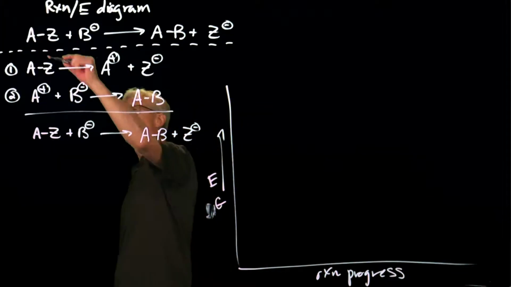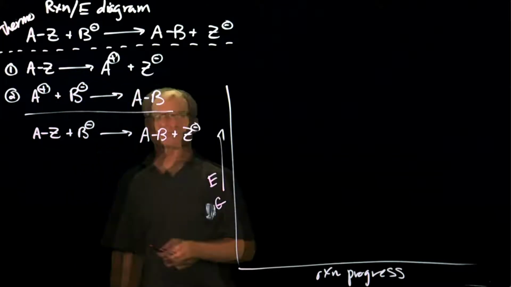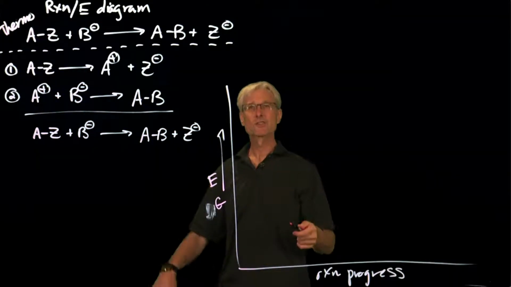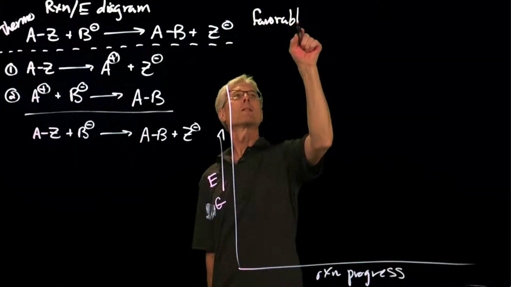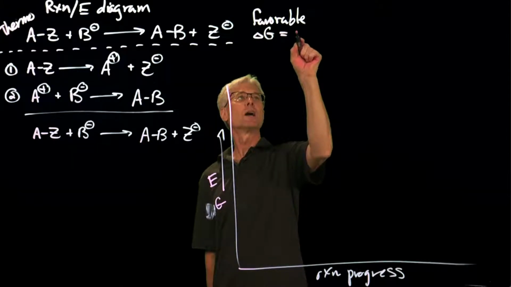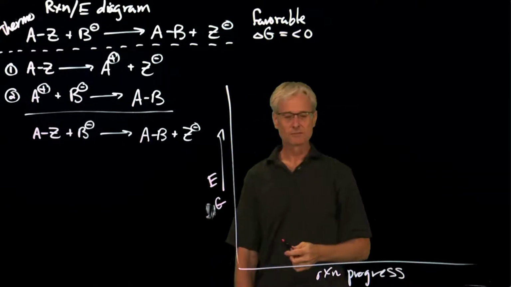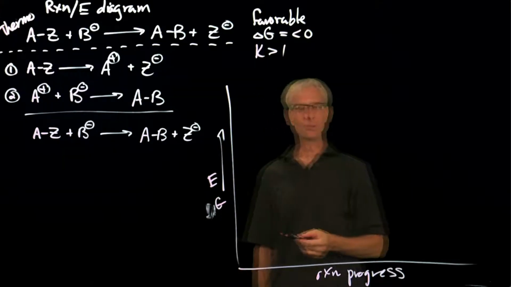So from thermodynamics, we said, hey, we can figure out whether or not this is favorable or unfavorable. Well, let's just imagine that it's favorable. And that is delta G for the reaction is less than 0. It's negative, right? So that's a favorable reaction. The equilibrium constant is greater than 1, we would say.